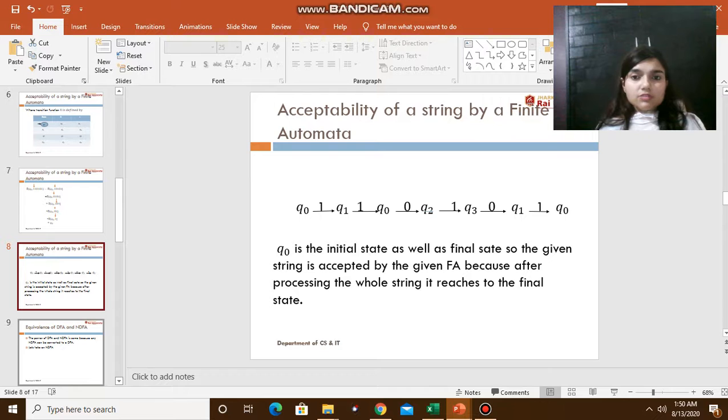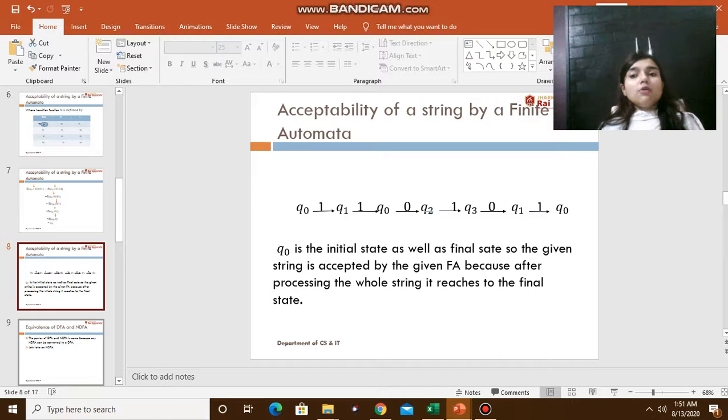the given string, that is 110101, and on giving 1 to q0 we reach q1, on giving 1 to q1 we reach q0, on giving 0 to q0 we reach q2, on giving 1 to q2 we reach q3, on giving 0 to q3 we reach q1, and on giving 1 to q1 we reach q0.